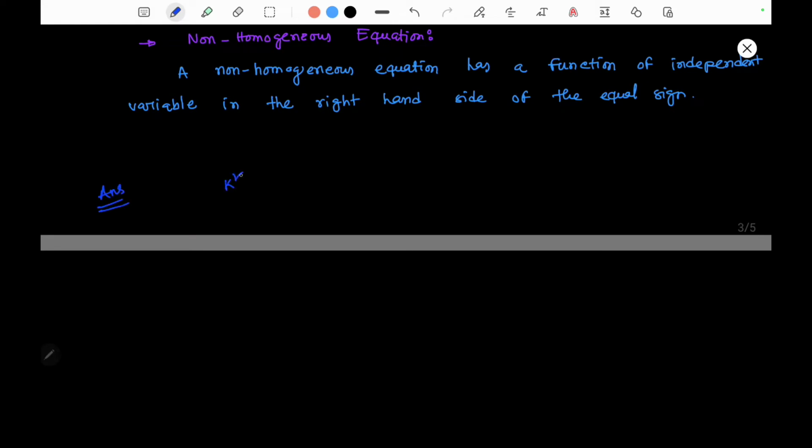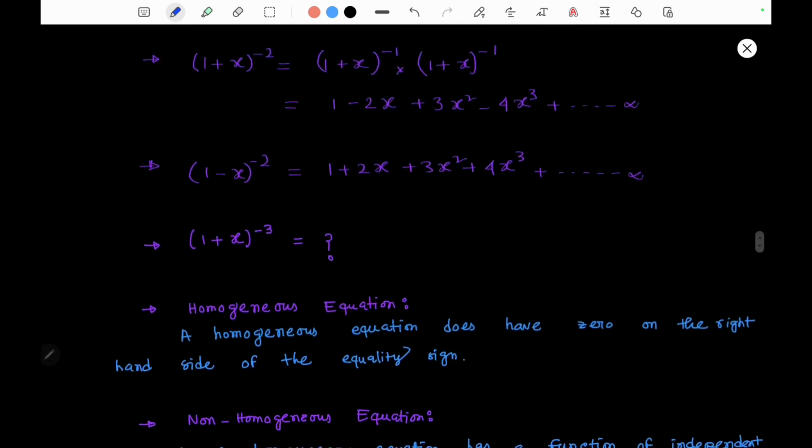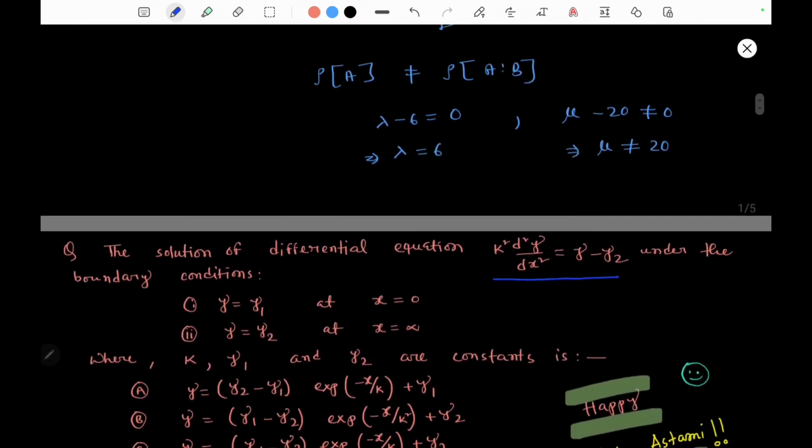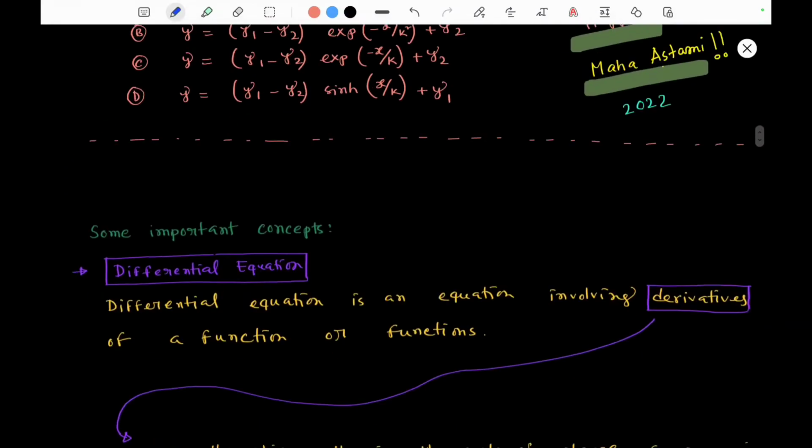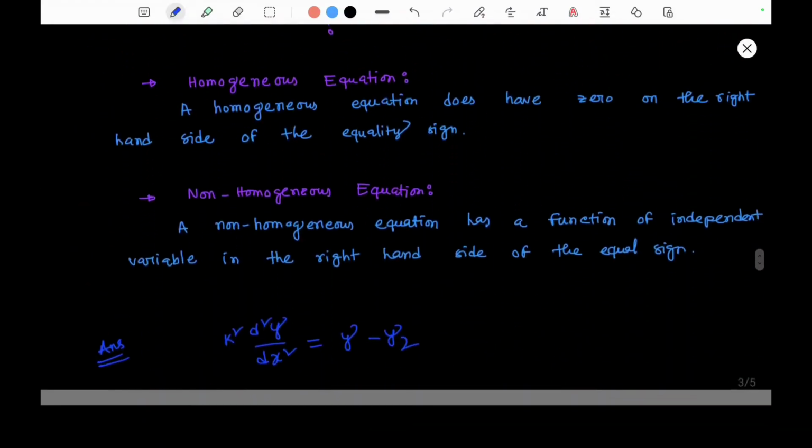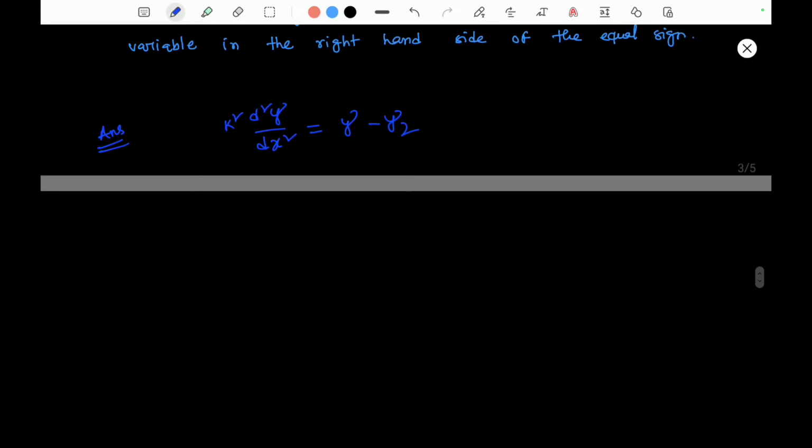Now let's solve the question. So what is there? k square d square y by dx square equal to y minus y2, if I'm not wrong. k square d square y by dx square equal to y minus y2. Actually, I practiced many times before preparing this video, so I remember that. Now we can simplify this, as I have told already, that all the y terms need to be on the left hand side and the remaining terms on the right hand side.